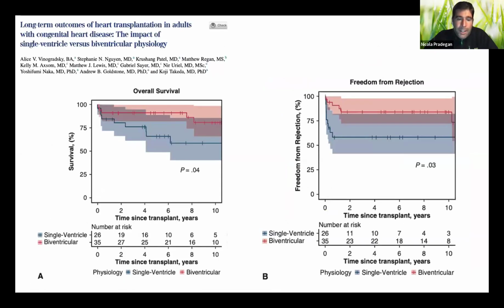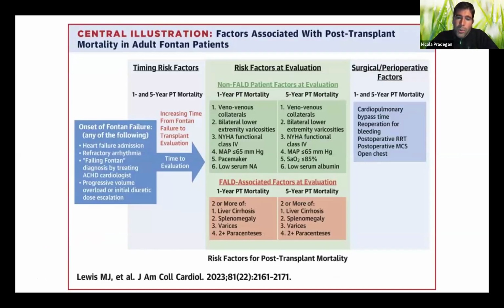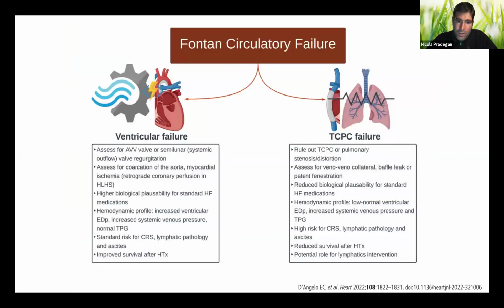When we look at early and long-term follow-up of univentricular heart transplantation, you see that, of course, you have a worse survival compared to biventricular, with a 10-year survival of 50%, with multiple factors which can affect it, both in terms of age of referral, presence of collaterals, presence of FALD, as well as the intraoperative aspects. And all these aspects must be taken into account when you decide to list a patient for heart transplantation. Of course, it's not just a matter of FALD, it's a matter also of the type of circulatory failure that you have, that can, in the end, affect the outcome also of the heart transplantation.